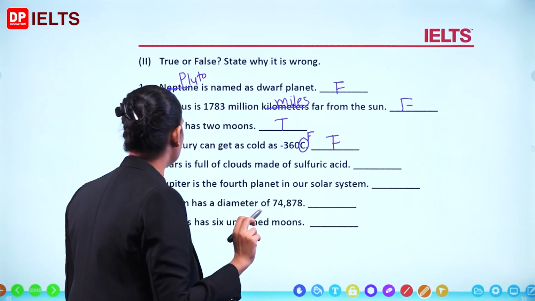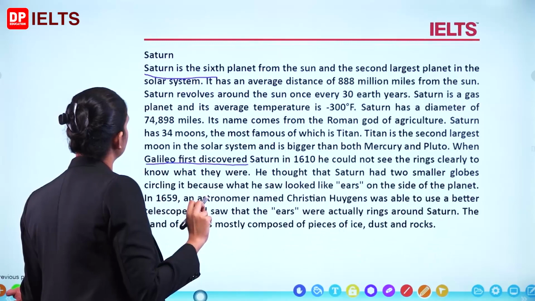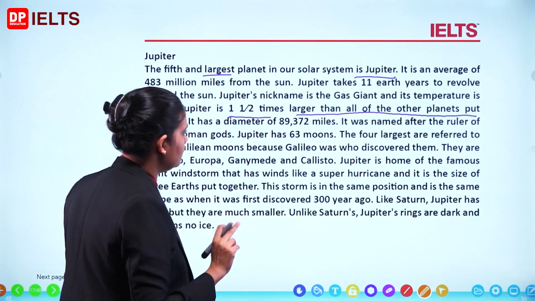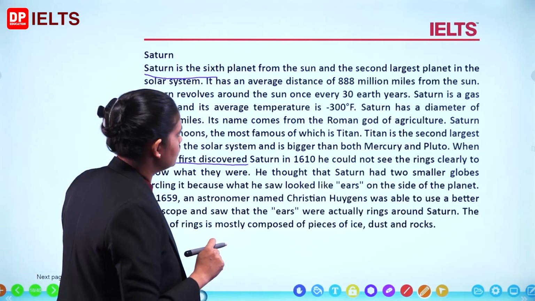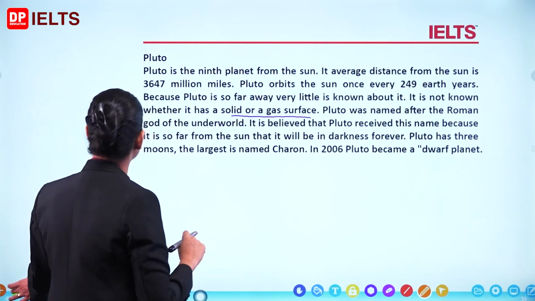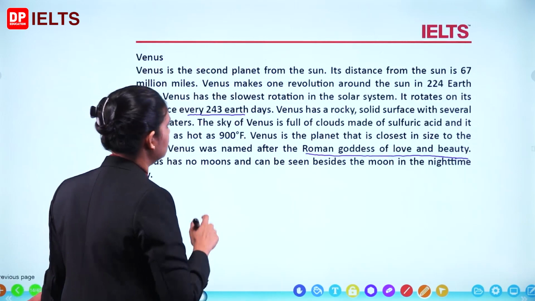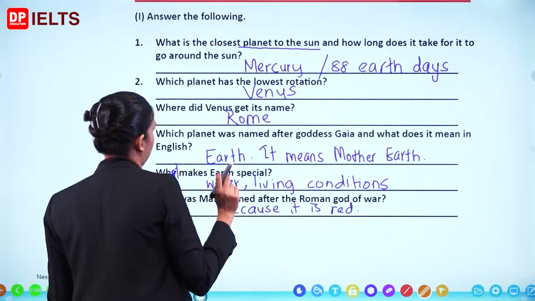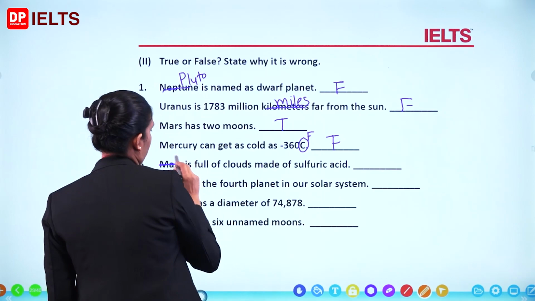Mars is full of clouds made of sulfuric acid. So it doesn't tell that it's made of sulfuric acid, but there was one which did have sulfuric acid. I'm trying to see which one it is. I can't remember clearly, but there was one which had sulfuric acid. Not Earth. Ah, so it was Venus. Sulfuric acid was in Venus, not Mars. So not Mars, that's false.